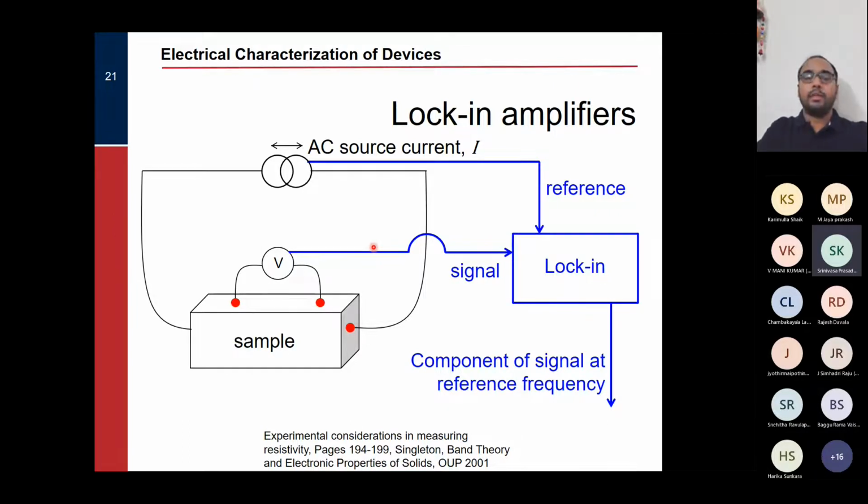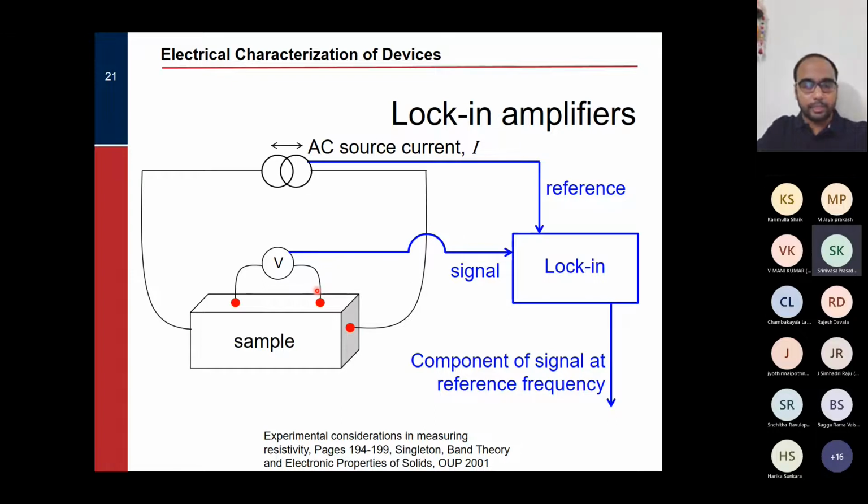Now there is some advantage of this lock-in technique. In a DC technique, there could be other frequencies or noises that can contribute, right? For example, electrical noises can contribute. But here, there is a reference signal which is measured. For example, let's say I apply this AC current source across this sample, and then I'm measuring the voltage.